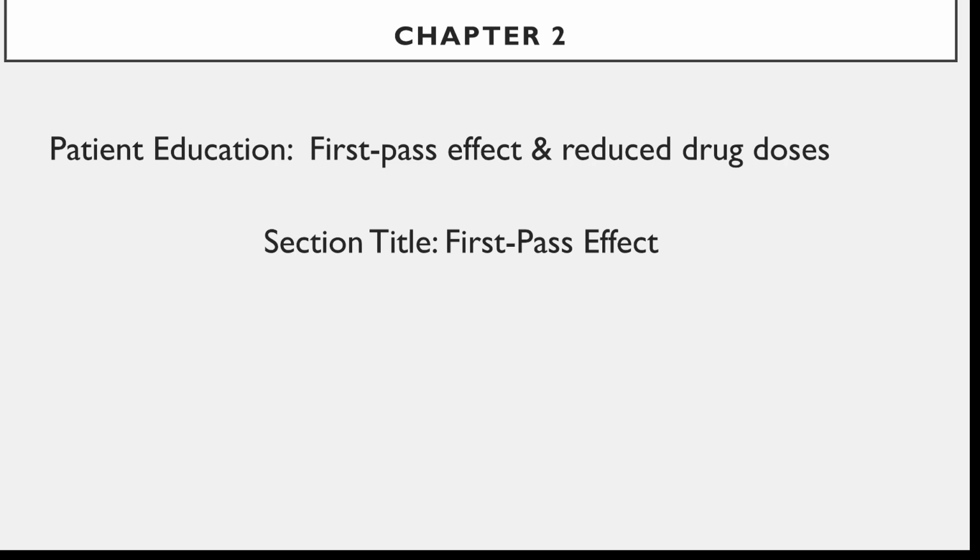The first pass effect, also known as first pass metabolism or pre-systemic metabolism, is a phenomenon of drug metabolism whereby the concentration of the drug, specifically when administered orally, is greatly reduced before it reaches the systemic circulation.